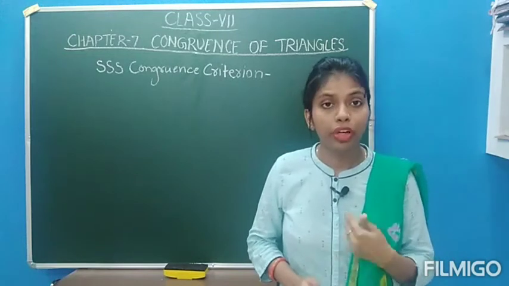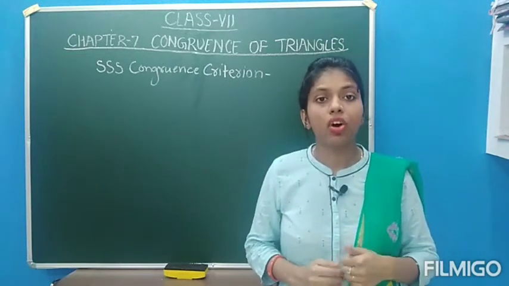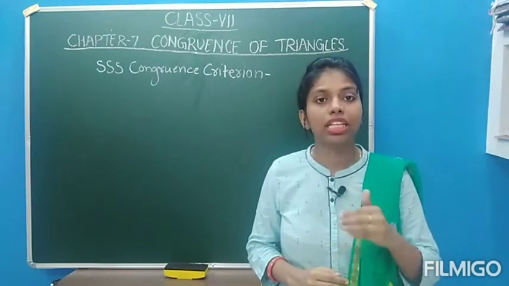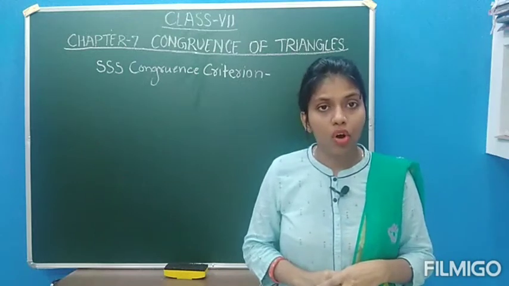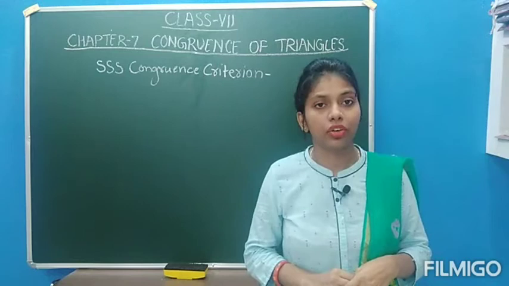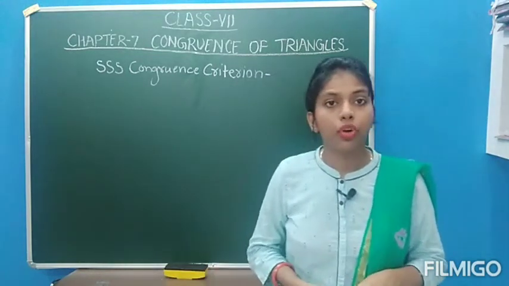So I'm going to repeat again. If in one triangle all the three sides are equal to the corresponding sides of another triangle, then they are called congruent to each other. Let's see how we can draw this.